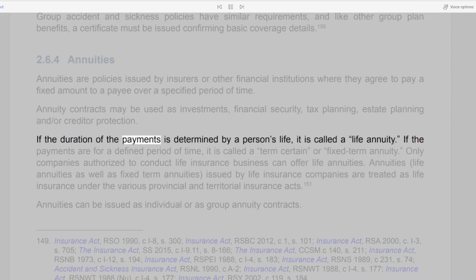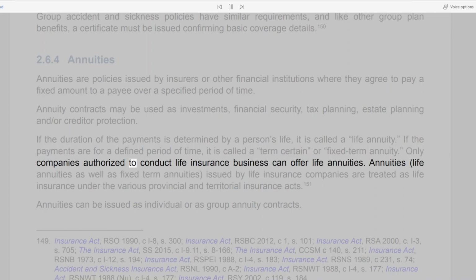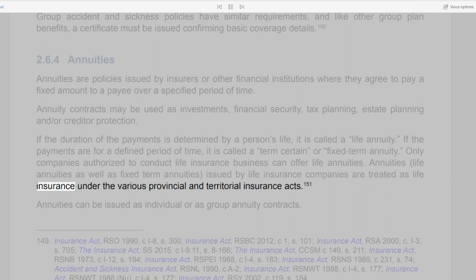If the duration of the payments is determined by a person's life, it is called a life annuity. If the payments are for a defined period of time, it is called a term certain or fixed-term annuity. Only companies authorized to conduct life insurance business can offer life annuities. Annuities, life annuities as well as fixed-term annuities, issued by life insurance companies are treated as life insurance under the various provincial and territorial insurance acts.